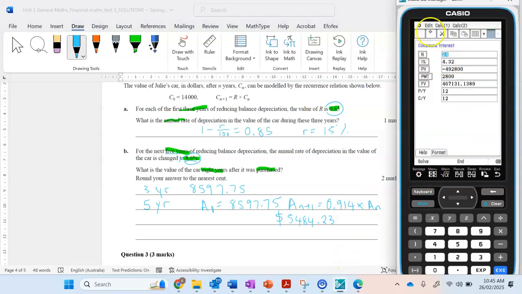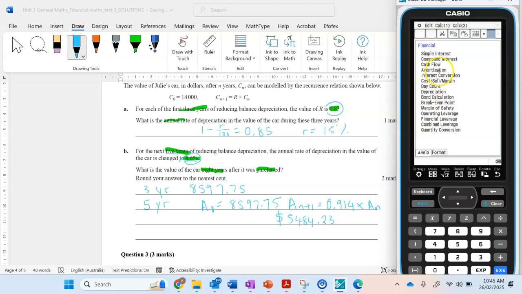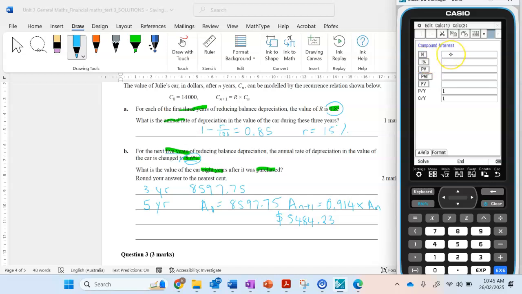Now we could also use Financial Solver for this question, so I'm just going to show you how to do it on Financial Solver. For the first one, it was for 3 years. Our interest rate was 15%. Our principal value, because it's depreciation, this must be negative.